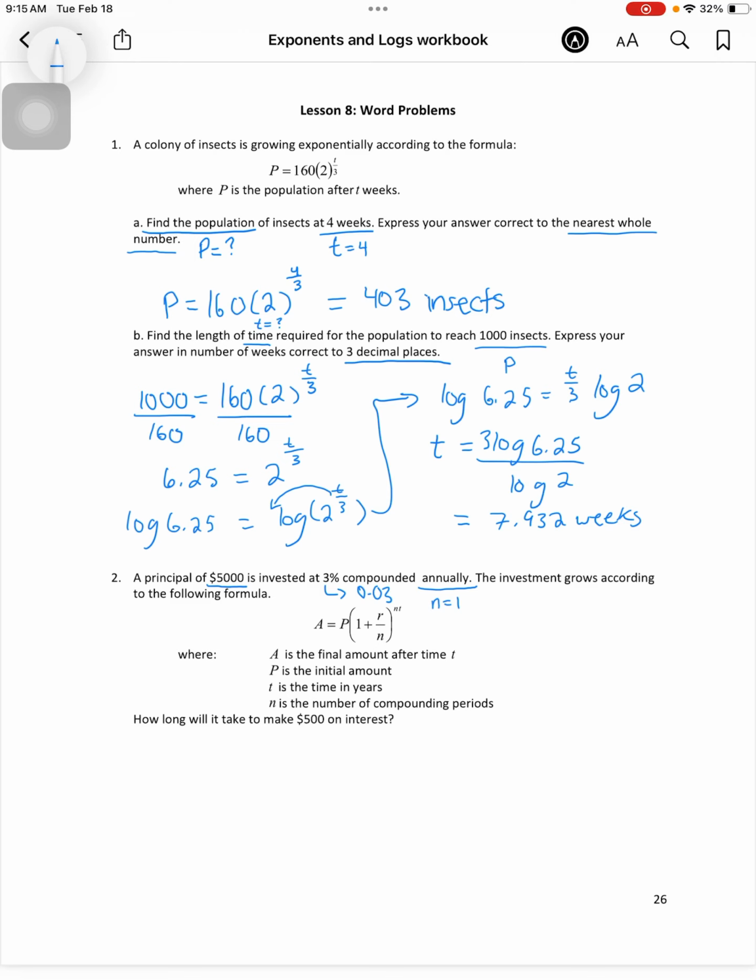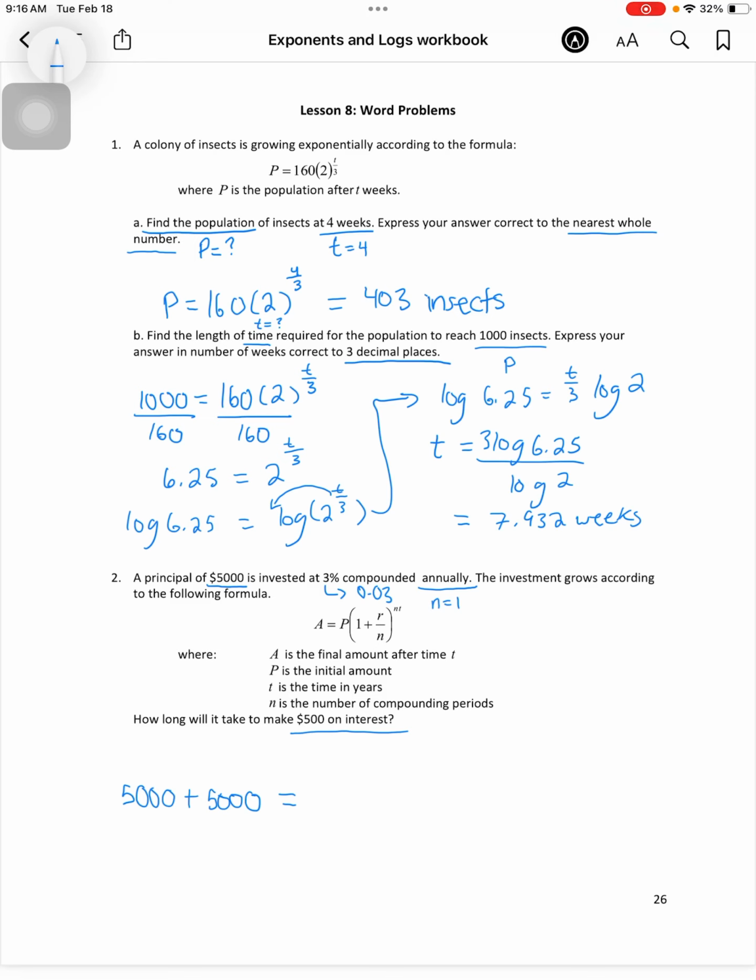the investment grows according to the following formula. How long will it take to make $500 on interest? So this is what gets a lot of students. They see how long will it take to make $500 on interest, and they're like, oh, that's going to be my letter A. That's the final amount. I'm going to make $500. No, it's saying $500 on interest. What does that actually mean? So here, it's saying you're making it on interest. That means you're making an additional $500 to what you started off with. So your letter A is actually going to be 5,000, your initial value, plus 500, the interest.